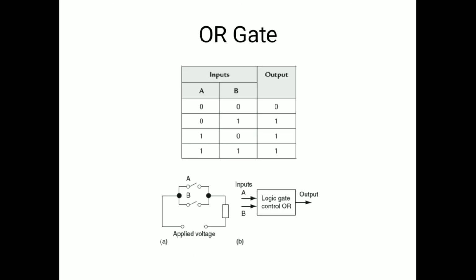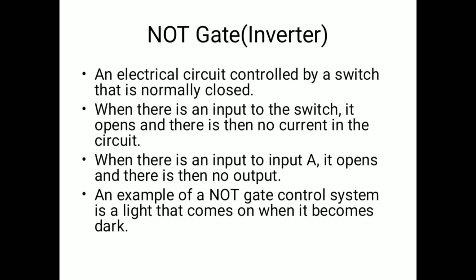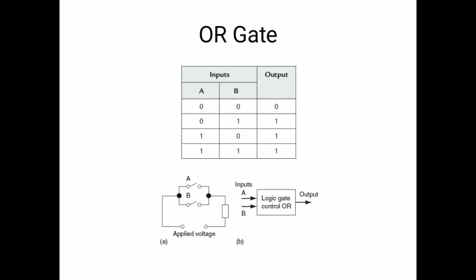Similarly, we can do OR gate programming also in PLC. Suppose we have two inputs A and B and an output. The output will be on when any one of the inputs A or B, or both inputs A and B, are on. In case both the inputs are 0, meaning both are in off condition, then there will be no output. In that case, we will be using an OR gate for the programming purpose.